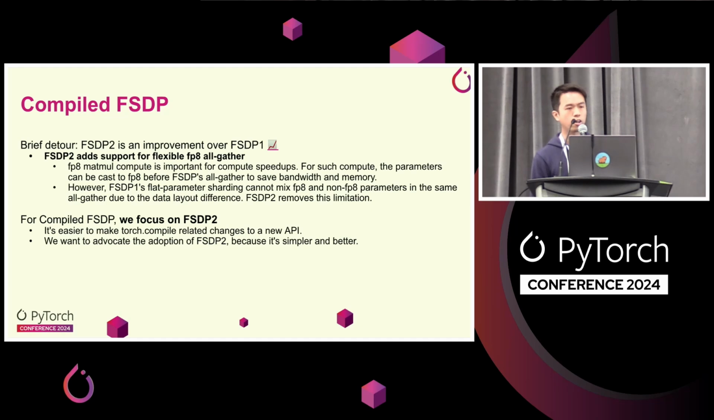So before we go into how we tackle the challenges, it's important to call out that for Compiled FSDP, we currently focus on FSDP2. FSDP2 is an improvement over FSDP1, which adds support for flexible FP8 all-gather. This is important for FP8 matmul computation, which is a very commonly used technique for compute speed-ups on the latest generation of GPUs. We focus on FSDP2 because it's easier to make torch.compile related changes to the new API, and we also want to advocate adoption of FSDP2 because it's simpler and better.